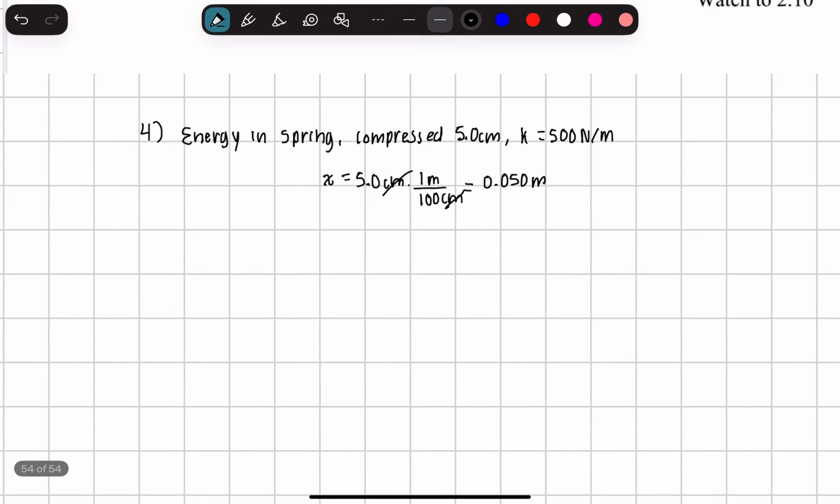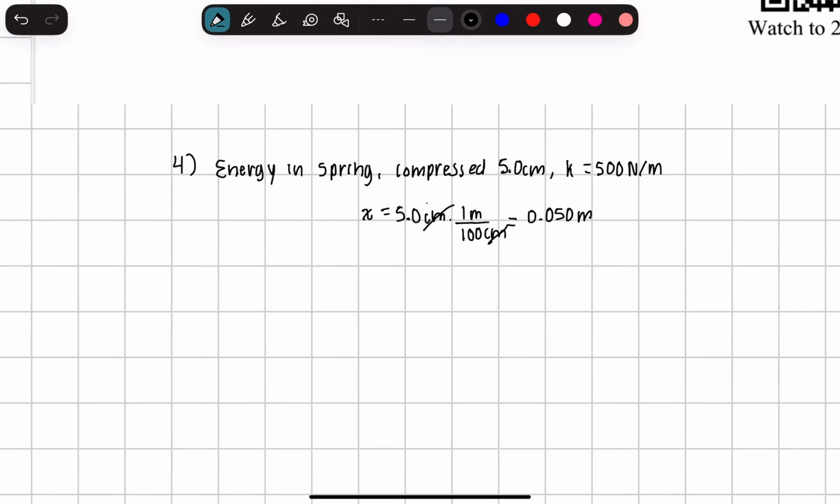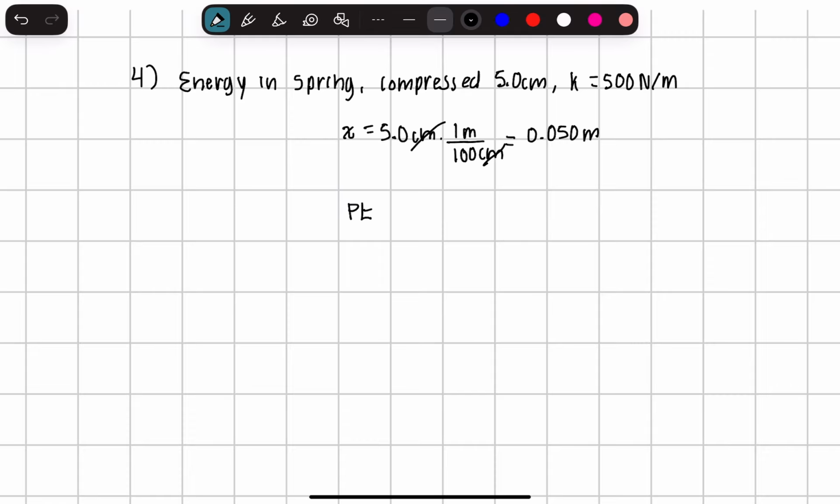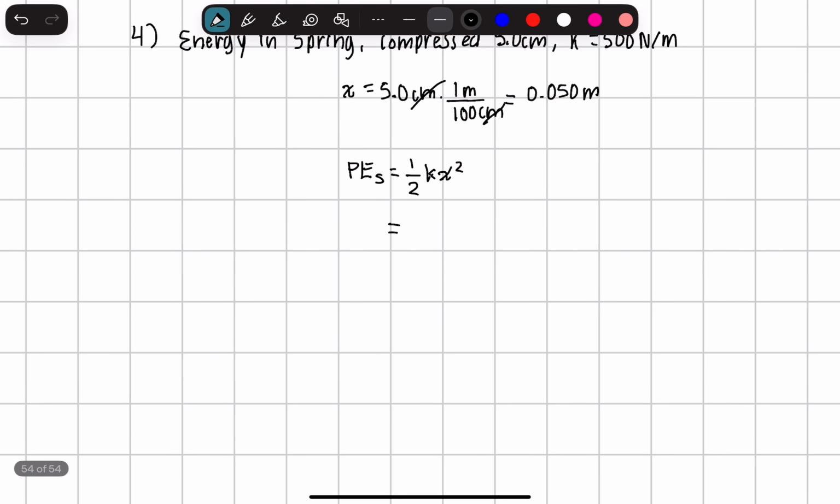Now, for this equation, we're trying to find the energy in the spring. So when you find energy, you have to use the potential energy of the spring formula. Again, our formula was PES, potential energy of the spring, is equal to 1/2 K x squared. So now we're just going to plug in our values. That's 1/2 times 500 newtons over meters, multiplied by the x distance, which is 0.050 meters squared.